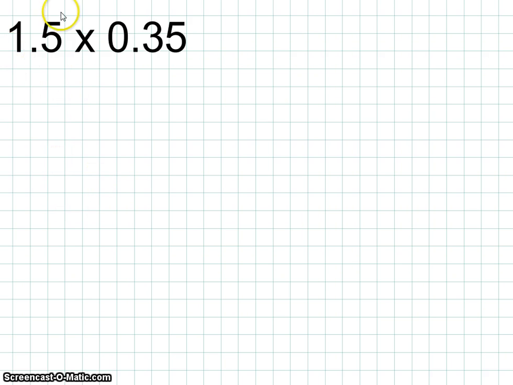And we're going to be looking at this problem here, 1.5 times 0.35 as our example question, and it's the same as the example question we looked at in the previous video. Okay, and the first thing I'm going to do when I'm trying to solve this is I'm going to be doing this.